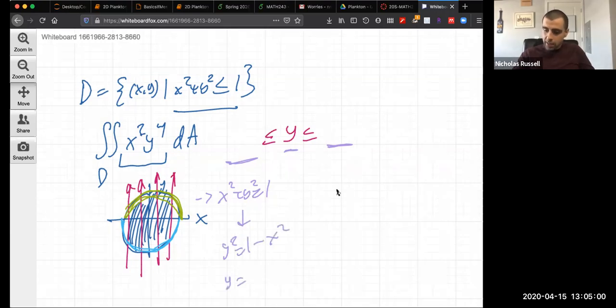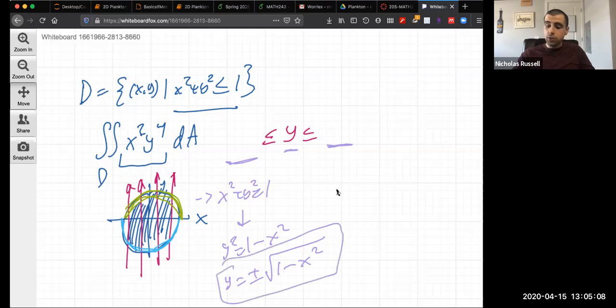And then I take the square root, and I get plus or minus the square root of 1 minus x squared. Now, I have two parts of this, the plus and the minus. So what does this say? I have this bottom part, which is negative the square root of 1 minus x squared, and this top branch is the square root of 1 minus x squared.